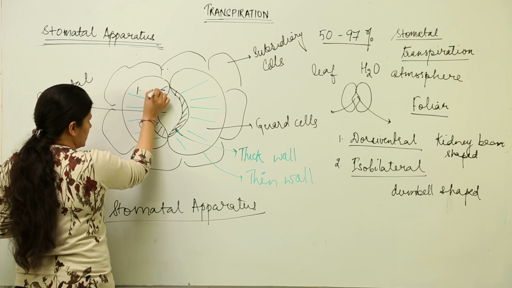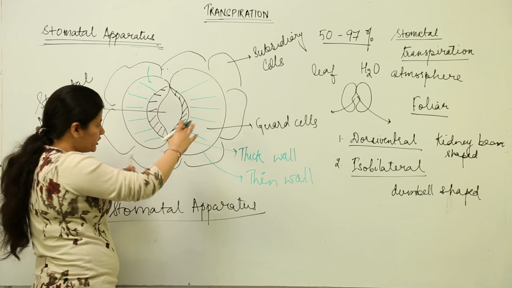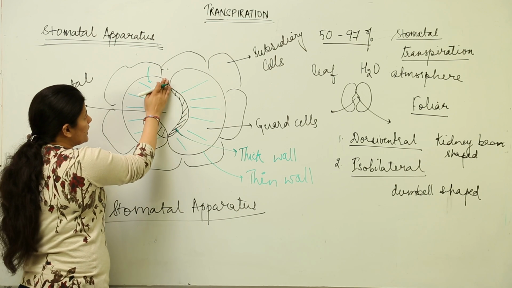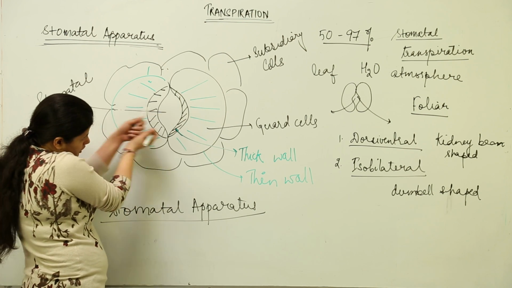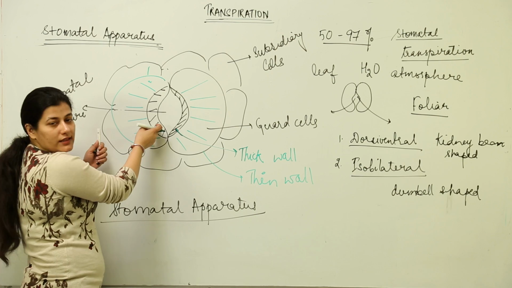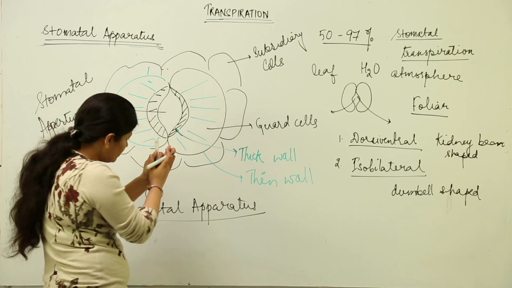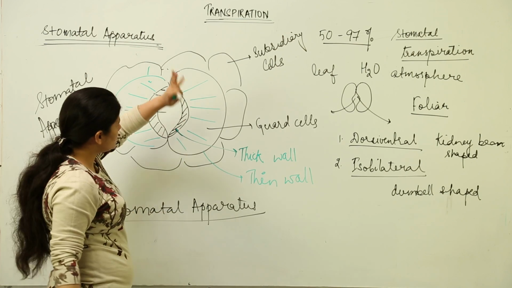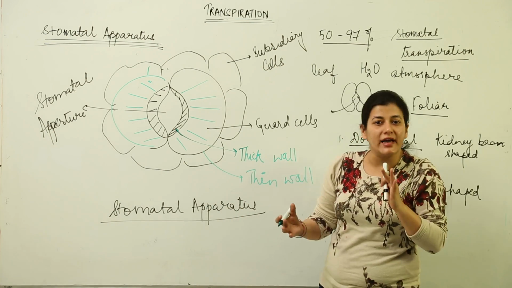Now, they are elastic. What happens is that this guard cell becomes turgid because this is a thick wall. It inflates itself like this and pushes the thin wall out. When the cell goes flaccid, it is going to become closed. So, through the stomatal apparatus, the closing and opening of stomata is regulated.